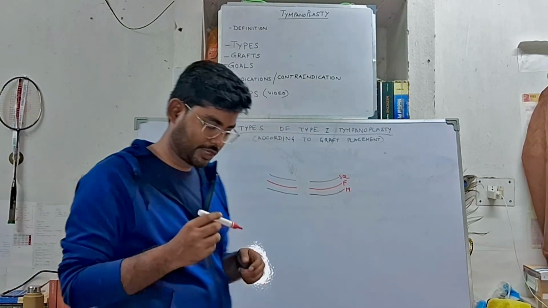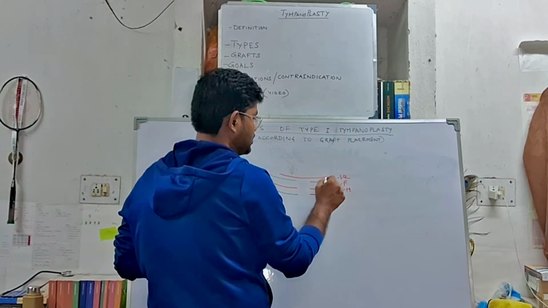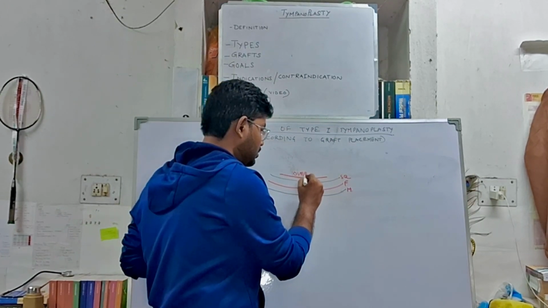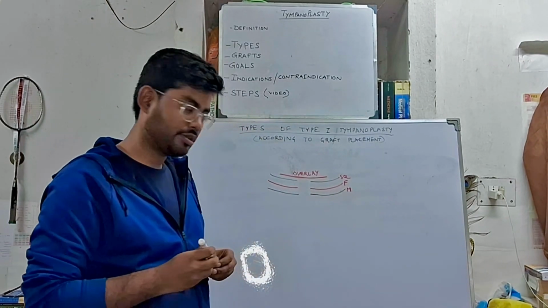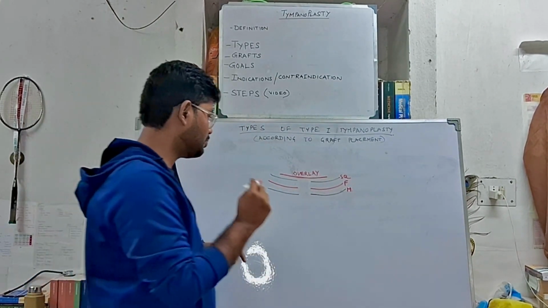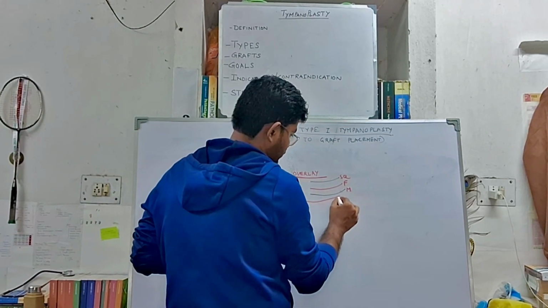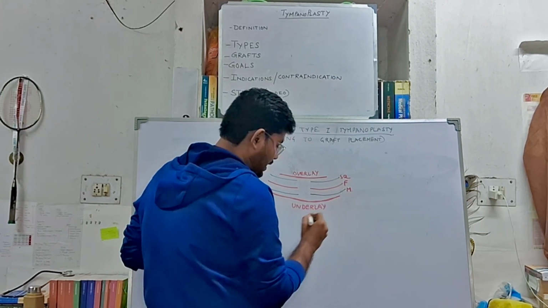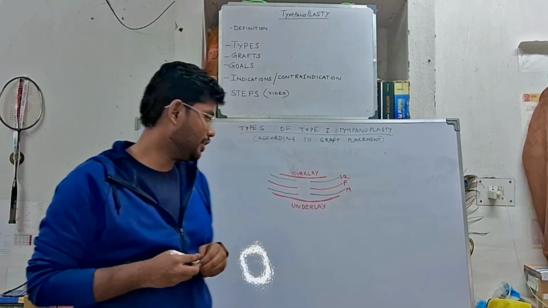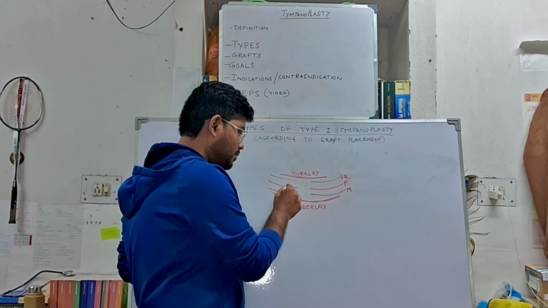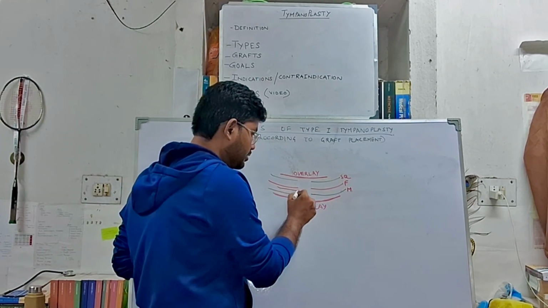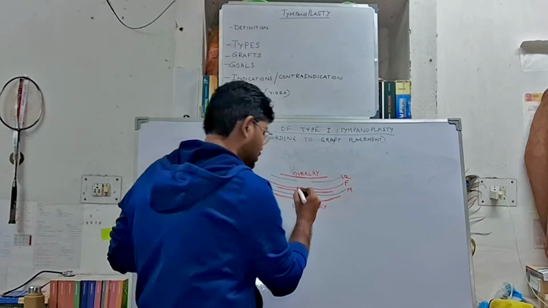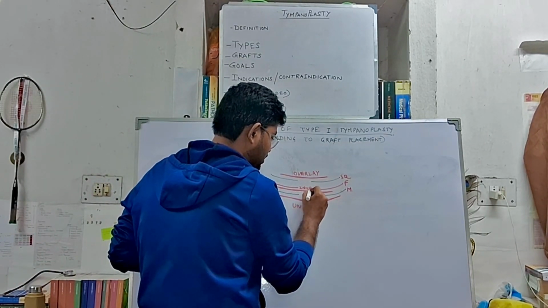So the first type, when we place the graft above the squamous layer. So this is called overlay. Then we can place the graft below the mucosal layer. That is called underlay. And we can also place the graft between the fibrous layer and the mucous layer. So basically here. So if we place the graft between the fibrous layer and the mucous layer, it is called an interlay tympanoplasty.